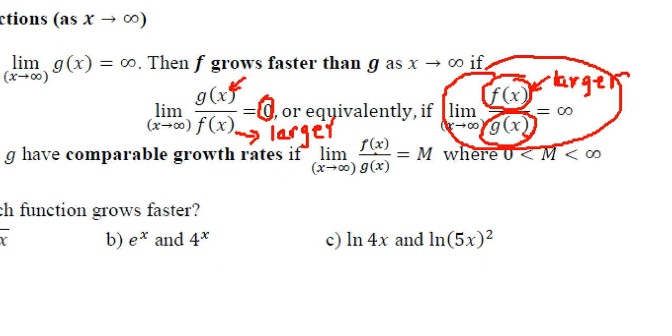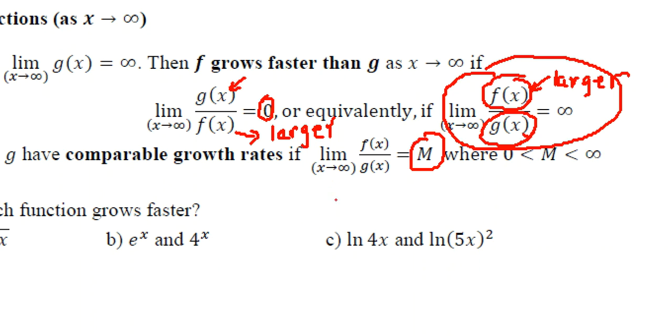Sometimes the ratio of these two can be a constant. In this case, we say they are comparable. We are not going to say one is growing faster than the other. When we say f grows faster, that means significantly. It dominates the growth.